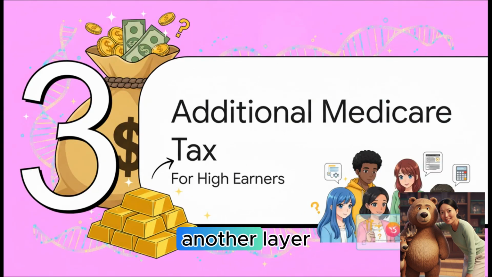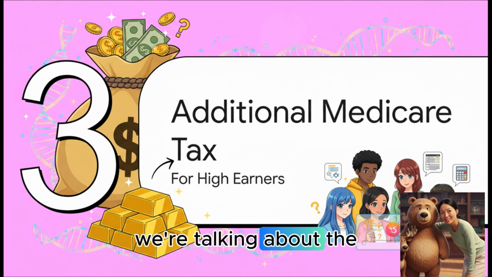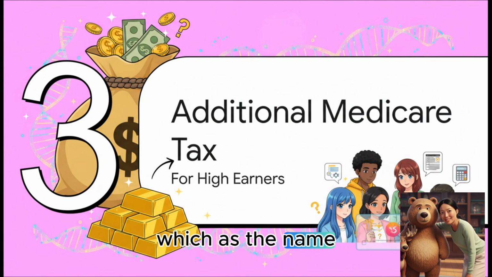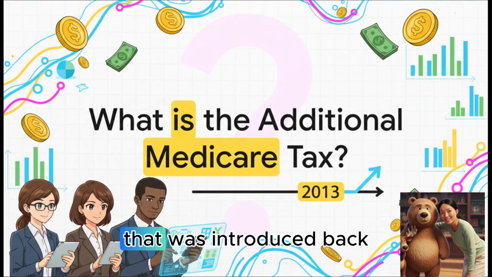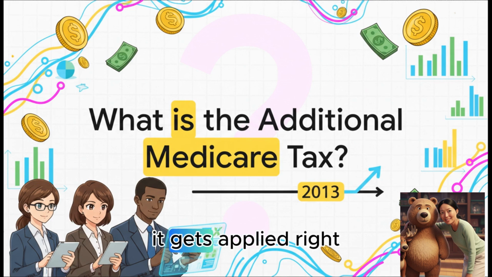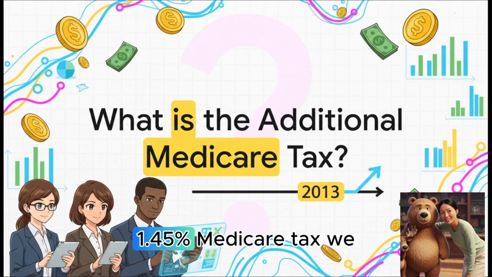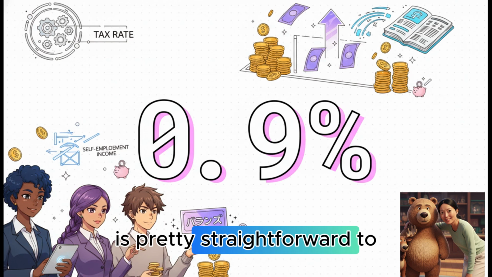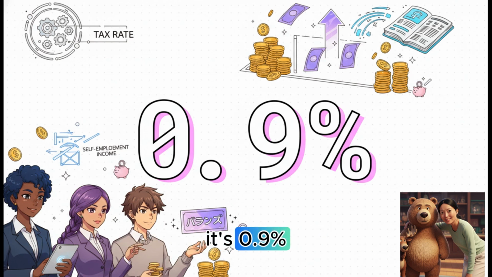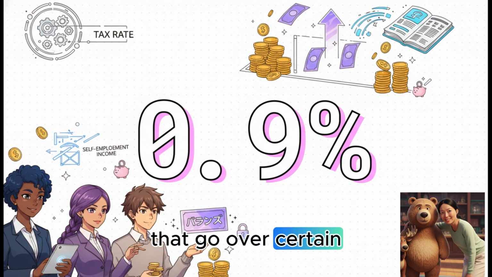All right, ready to add another layer? Because this is where a lot of exam questions will test your detailed knowledge. We're talking about the additional Medicare tax, which, as the name suggests, only applies to high-income earners. So, what exactly is this tax? Well, you can think of it as a surtax that was introduced back in 2013. It gets applied right on top of the standard 1.45% Medicare tax we just covered. It's basically an extra layer just for higher earners. And the rate itself is pretty straightforward to remember. It's 0.9%. This tax gets levied on wages and self-employment income that go over certain thresholds.